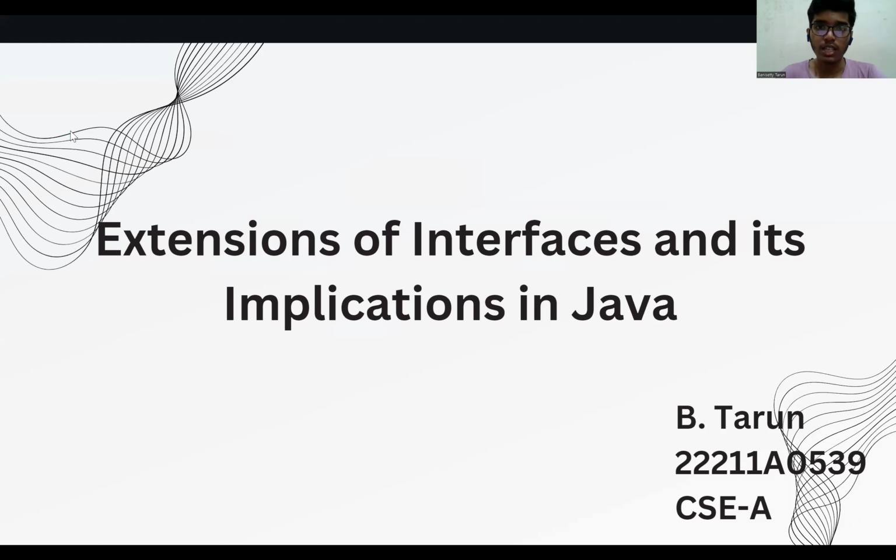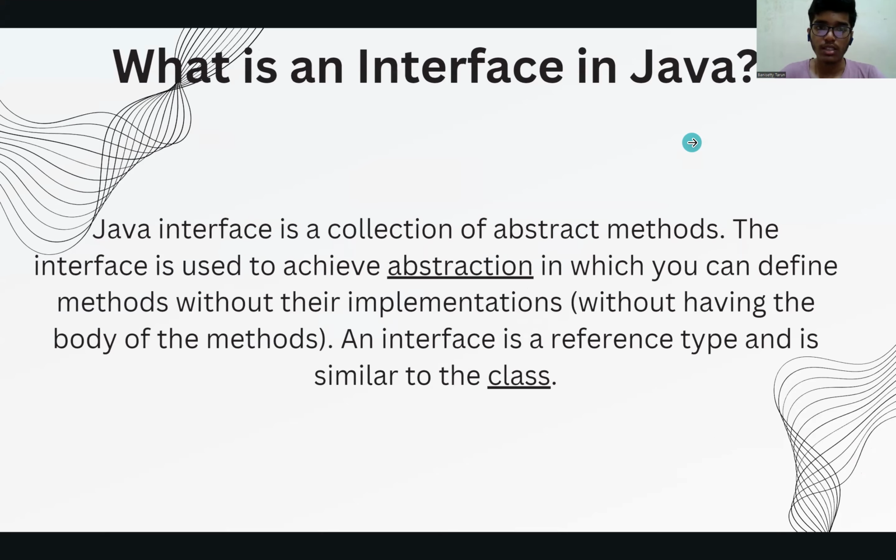My roll number is 22211A0539 and in this video I'm going to explain about extensions of interfaces and its implications in Java. So to know the extensions of interfaces and its implications, first we have to know what is an interface in Java. An interface is like a collection of abstract methods and final variables.